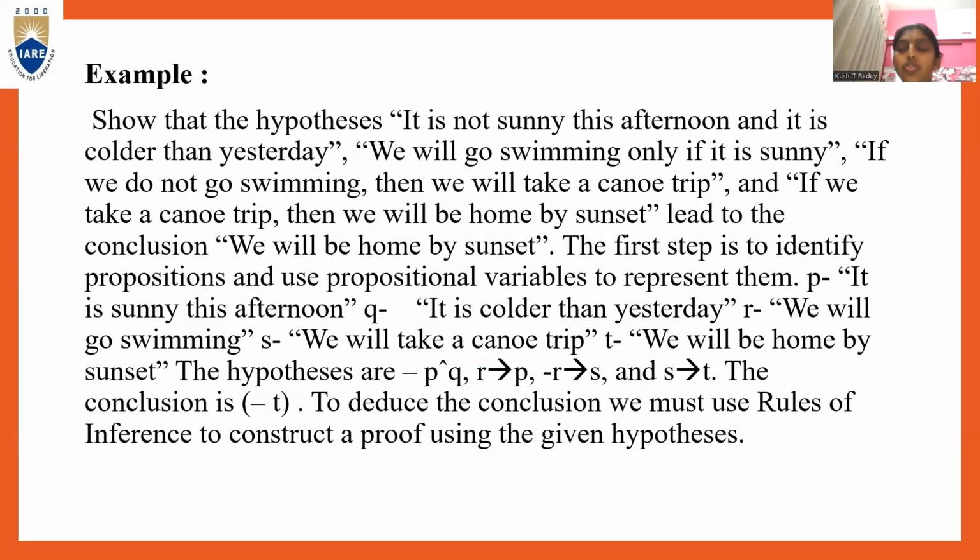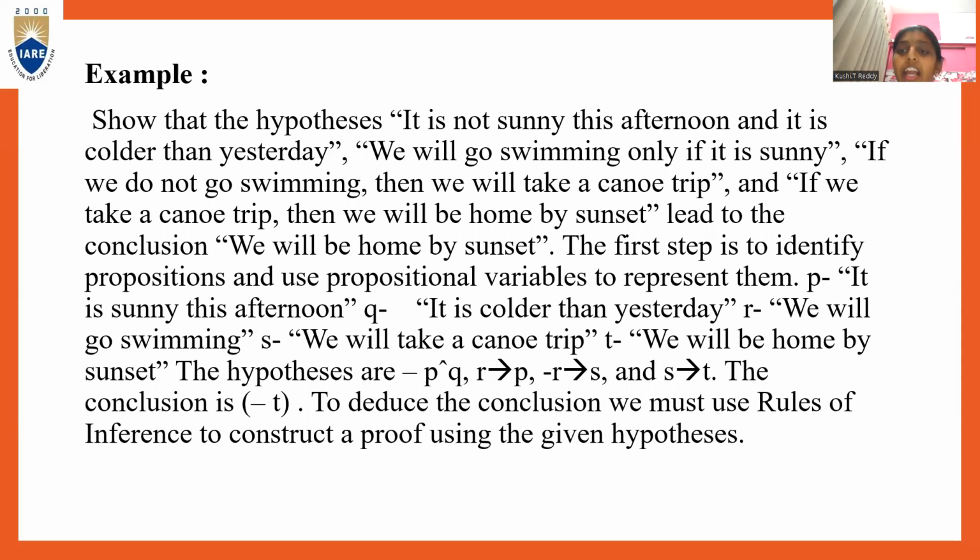So now let us go through an example. Show that the hypothesis, it is not sunny this afternoon and it is colder than yesterday. We will go swimming only if it is sunny. If we do not go swimming, then we will take a canoe trip. And if we take a canoe trip, then we will be home by sunset. Lead to the conclusion we will be home by sunset.